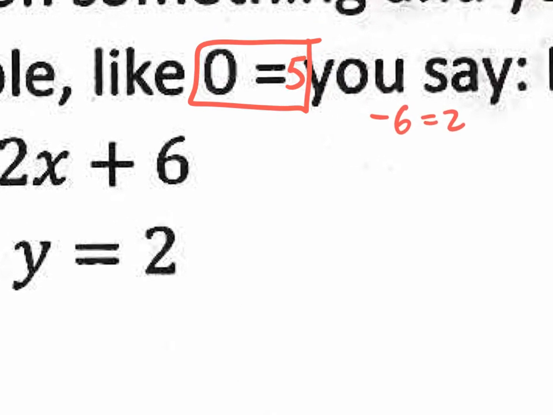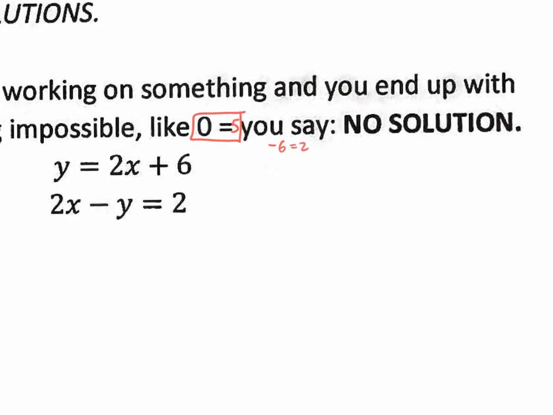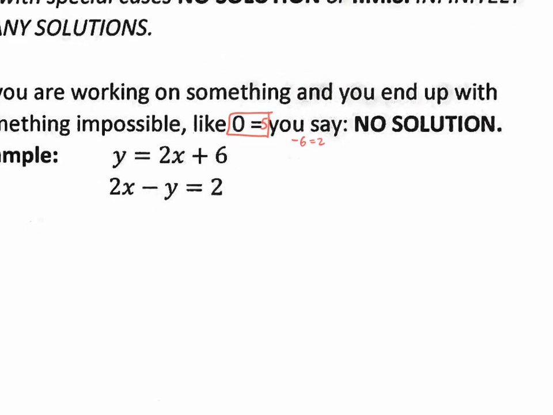So going back to the notes here, if you end up with something impossible, like 0 equals 5 or like -6 equals 2, your answer is that there is no answer. You say no solution. Okay.